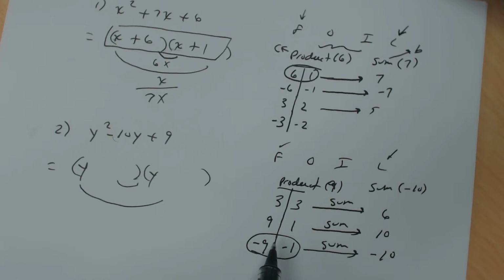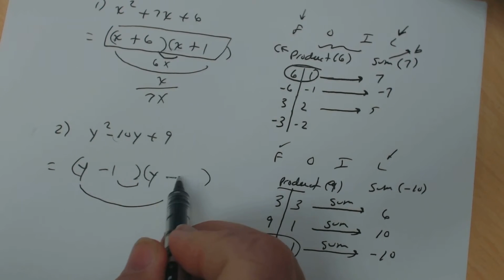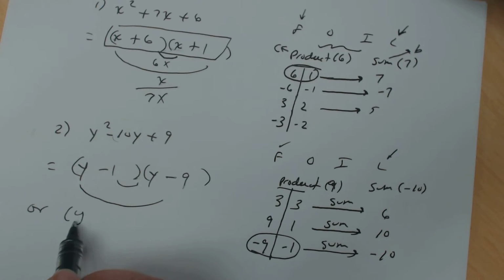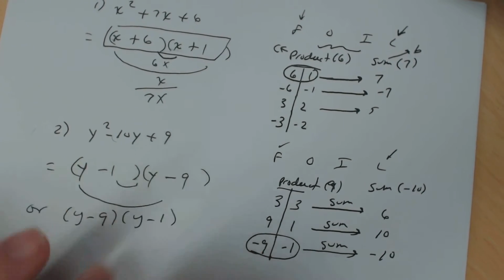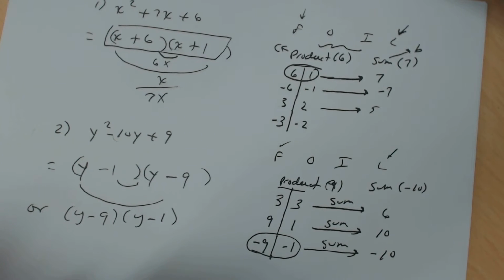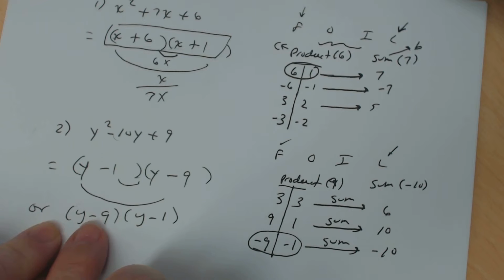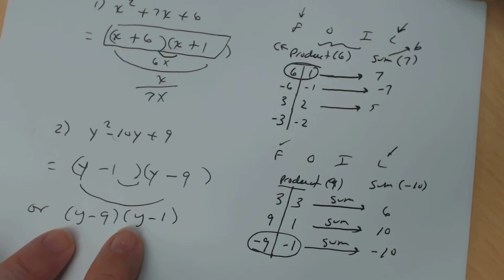And so all you do now is, it doesn't matter in what order you put, you can say y minus 1 and then y minus 9. It does not matter. Or you can say y minus 9 times y minus 1, because remember, multiplication is commutative. The order in which you multiply does not matter. 5 times 6 is the same as 6 times 5. So y minus 1 times y minus 9 is the same as y minus 9 times y minus 1. Okay? All right, so always check yourself though using FOIL.